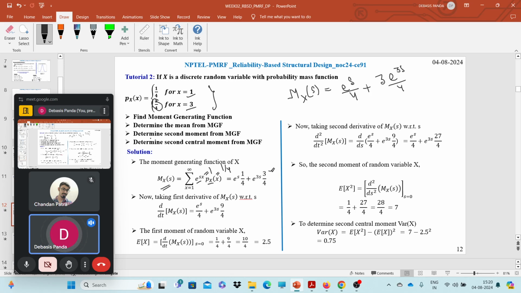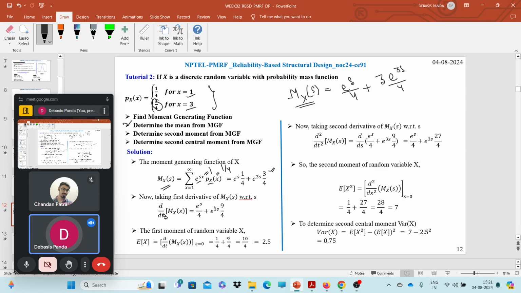Now the second question says, determine the mean from the moment generating function. Mean means the first moment about origin. So for the mean, what you need to do? First, you need to differentiate that moment generating function with respect to s. So this will be s, not t. So d by ds of M_X(s).